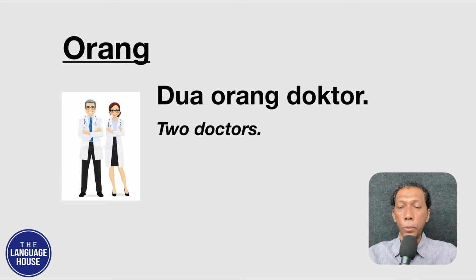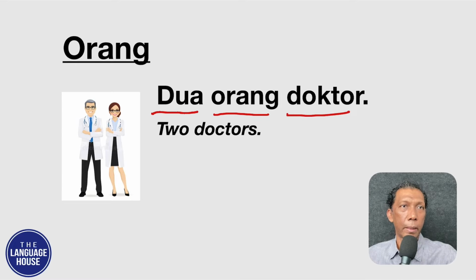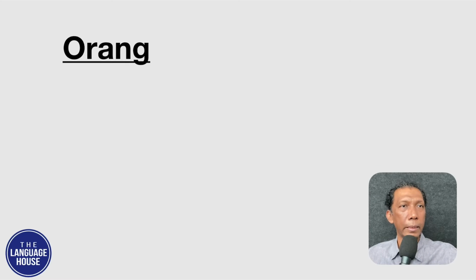We will say dua orang doktor. All right, dua orang doktor. So this is the number, this is the classifier, this is the object. As simple as that. Dua orang doktor. Okay, let's see another example.